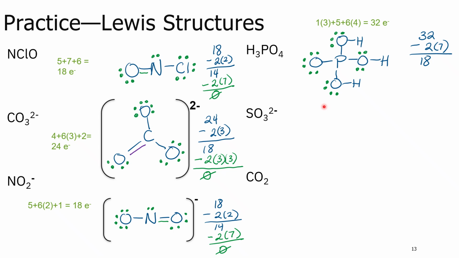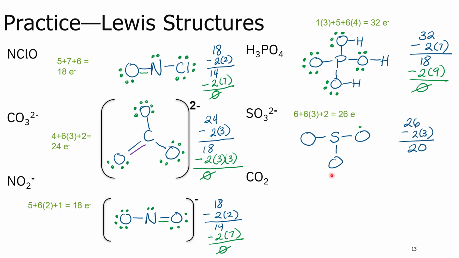Now let's draw the sulfate ion, SO3 2 negative. There are 26 valence electrons. Place the oxygen in the center and connect it to the 3 oxygen atoms with single bonds. The 3 bonds use 6 electrons, leaving 20 electrons.